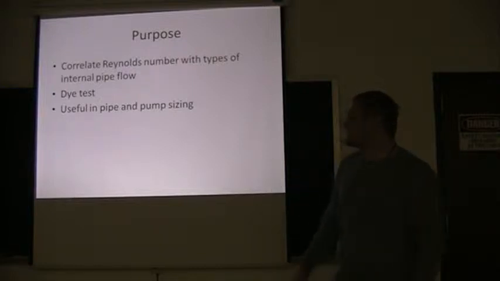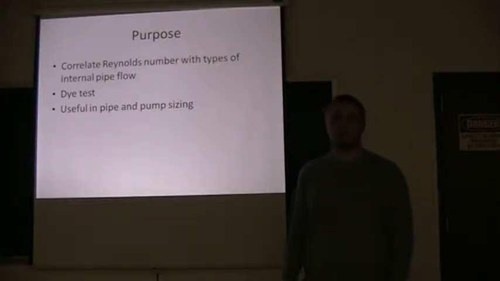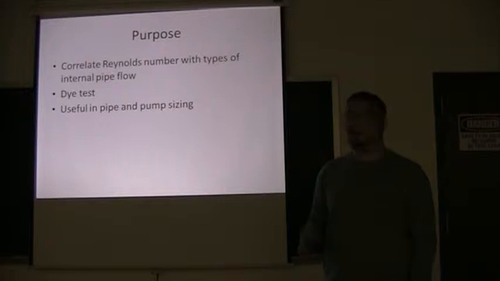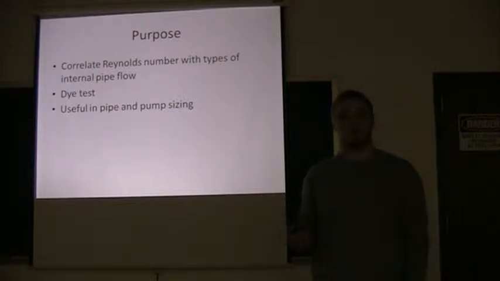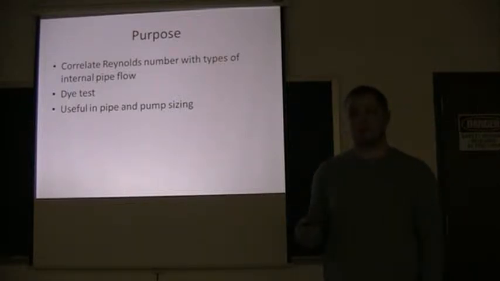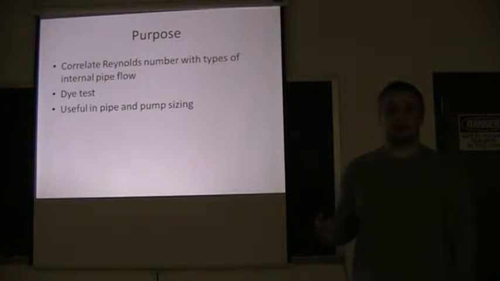Alright, the purpose of this experiment is to correlate the Reynolds number with three different pipes that we're going to be using today. We're going to be looking at the internal flow to calculate the Reynolds number. This is used a lot in industry for when you size pipes, when you size the pumps for them. That way you know the amount of pressure drop throughout the pipe that you're using and the pump that's needed to get the correct pressure that you need.